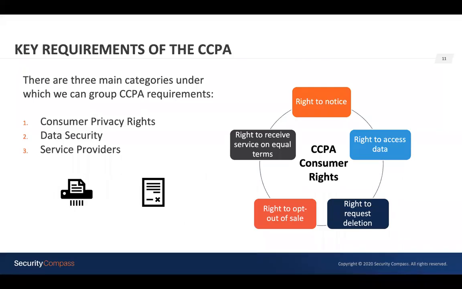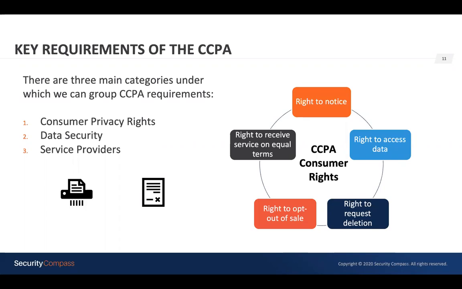So in this section, we'll go over the key requirements and business impacts of the CCPA. There are three main categories under which we can group the CCPA's requirements: consumer privacy rights, data security, and service providers. For the consumer privacy rights, there are five main rights, which we've mentioned already, and I'll go into detail in the next section. They're on the right-hand side, just to remind you. This means that California consumers have the right to exercise these privacy rights, and businesses must also notify consumers of their rights upfront. The CCPA also calls for reasonable data security measures to be put in place. Organizations complying with the CCPA should assess data security risks based on the context of their business and take steps to minimize threats related to the confidentiality, integrity, and availability of personal information.